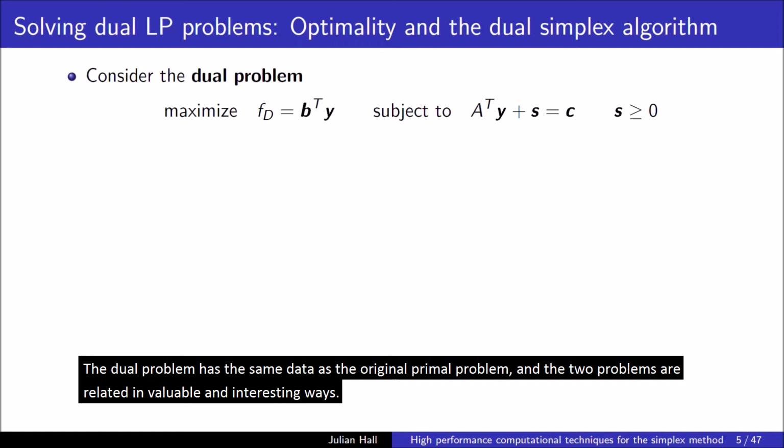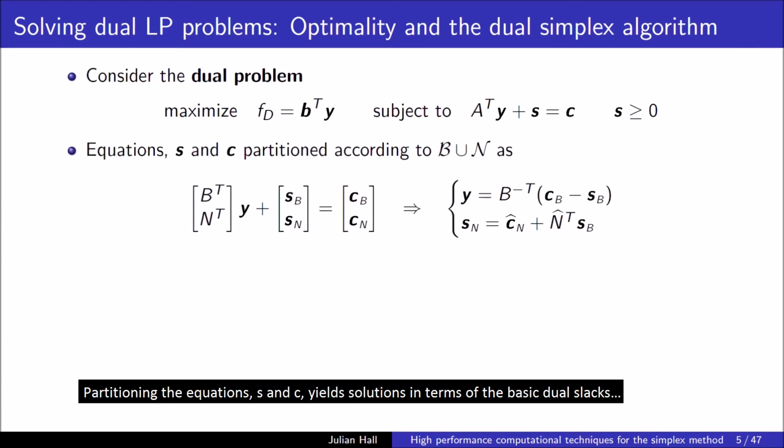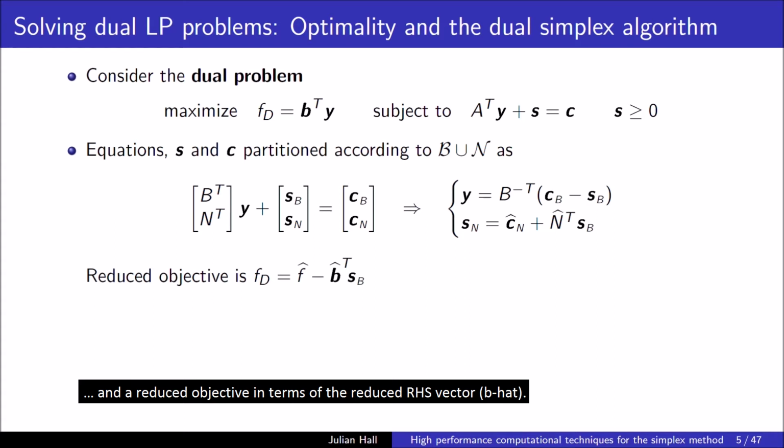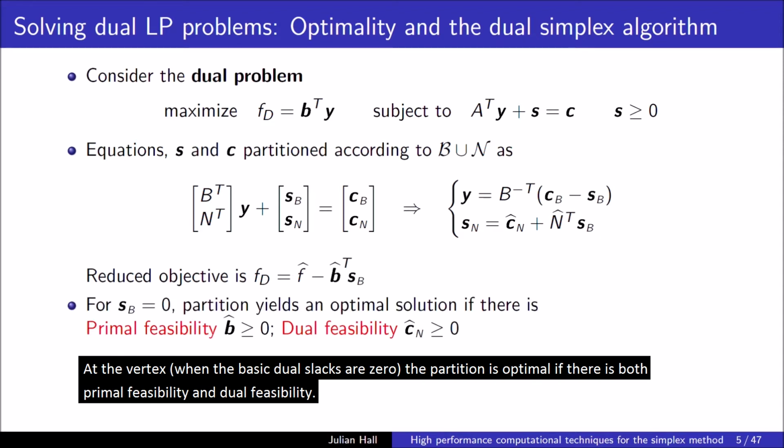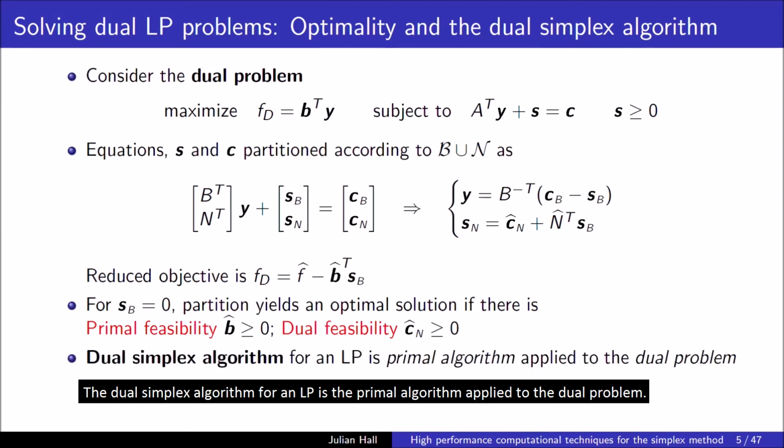The dual problem has the same data as the original primal problem, and the two problems are related in valuable and interesting ways. Partitioning the equations yields solutions in terms of the basic dual slacks, and a reduced objective in terms of the reduced right-hand side vector b hat. At the vertex, when the basic dual slacks are zero, the partition is optimal if there is both primal feasibility and dual feasibility. The dual simplex algorithm for an LP is the primal algorithm applied to the dual problem.